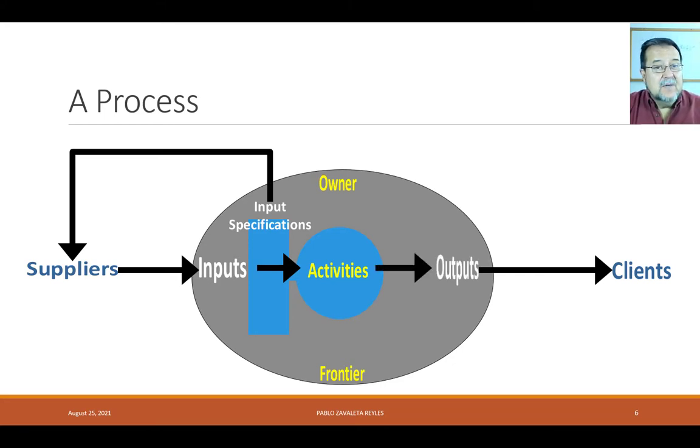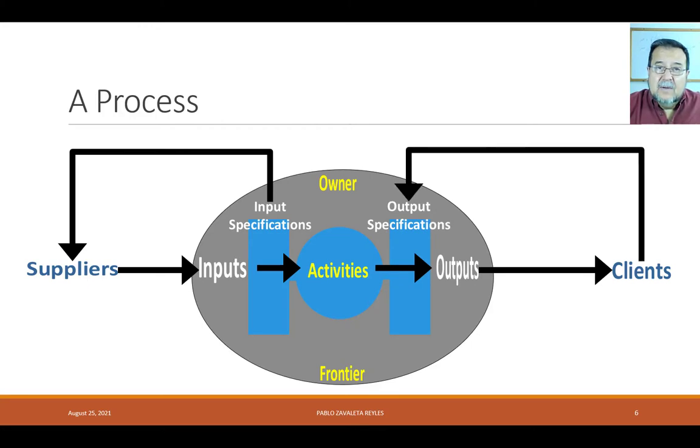After the activities, then we have the outputs. And again, the same as with the inputs, the outputs have specifications that are agreed with the clients and which can evolve also. So this is the complete diagram of a process. We're going from suppliers to clients, and we are in the middle.